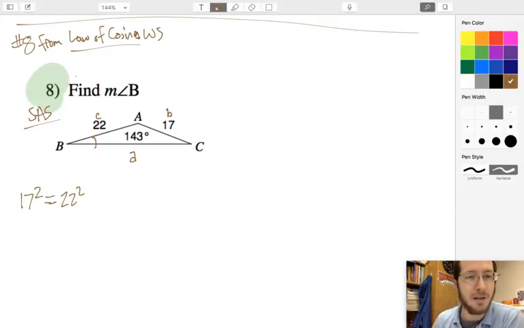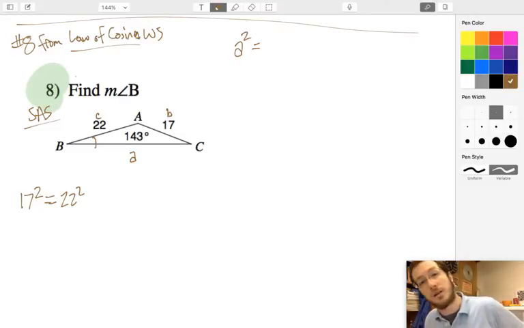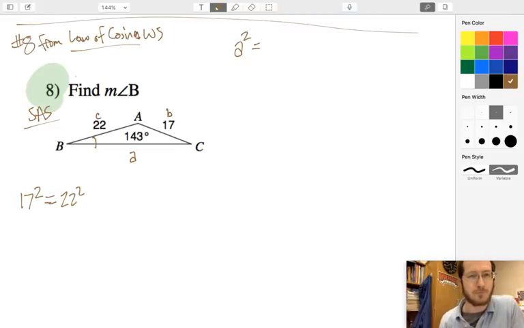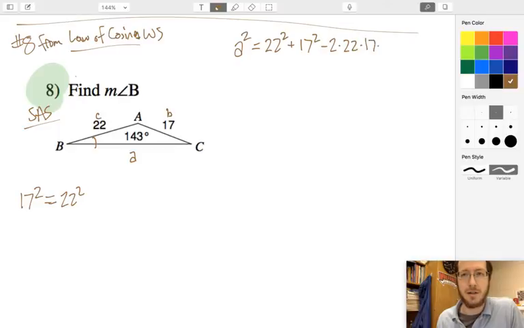And we're going to have to find little a. So again, we're looking for little a. So that's going to be by itself on the left side. We know the other 2 sides, and we know our angle opposite little a. So we're going to be able to fill in this whole right side of this equation. So we've got other 2 sides squared and summed. Take away twice the product of those 2 sides times the cosine of that angle.